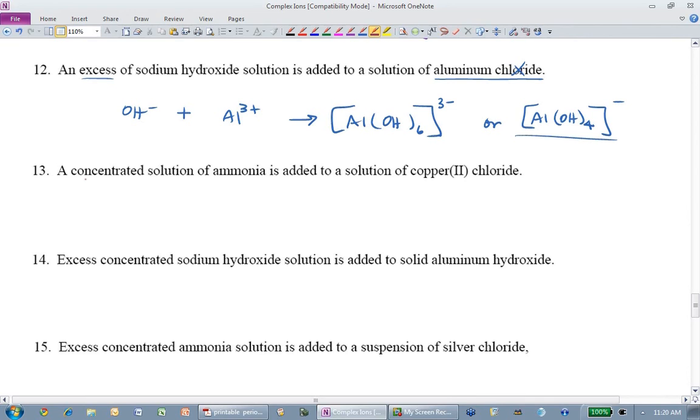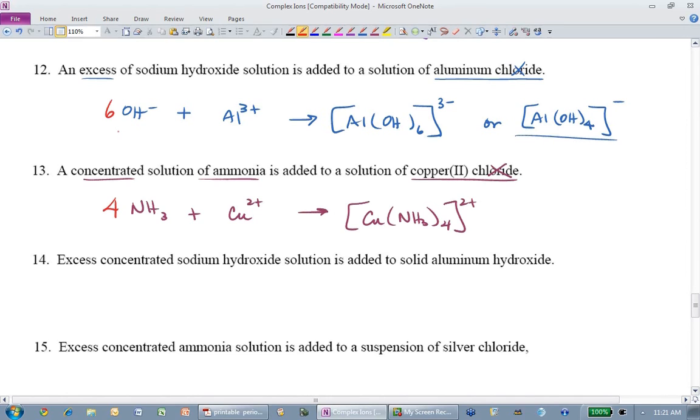A concentrated solution of ammonia is added to a solution of copper 2 chloride. Spectator. All right, so what do I got here? I have ammonia and copper 2 plus. And so I'm going to make a complex that puts copper in here. 4 ligands. Ammonia. Do the math. It's a 2 plus. Balance. 4. Oh, I didn't balance this one up here. I need 6 there.